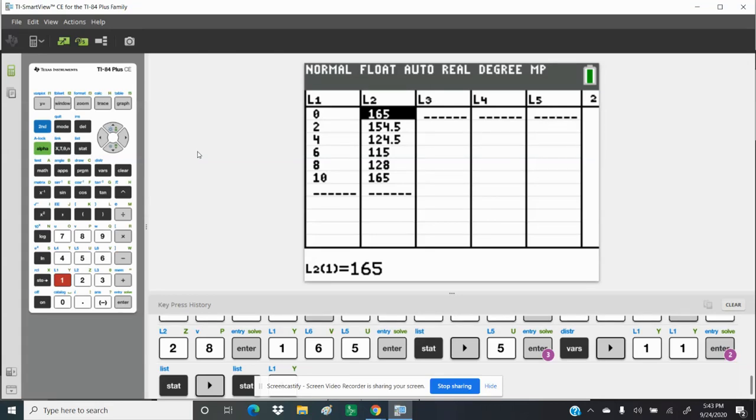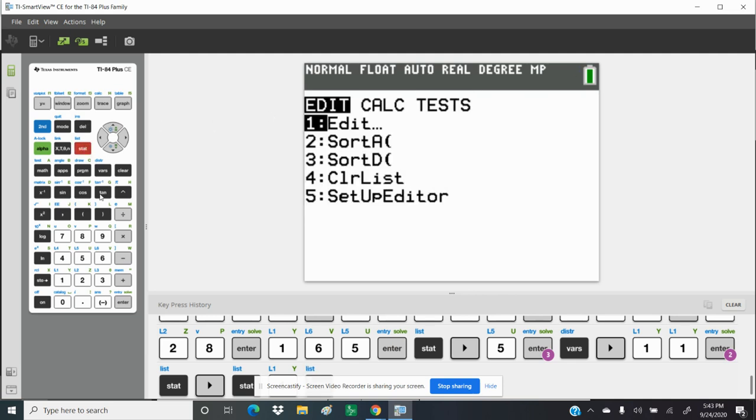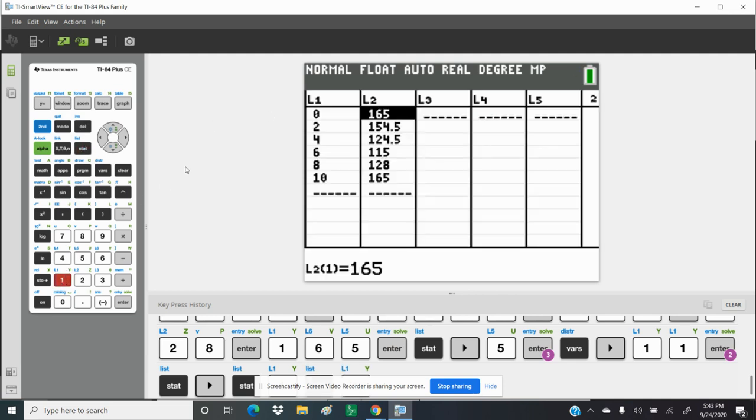All right, so let me run through number 2 with you. They gave you some data, which I've already input by going to Stat Edit, and I entered all of the data into the calculator. Then what you're going to want to do is find out the equation.